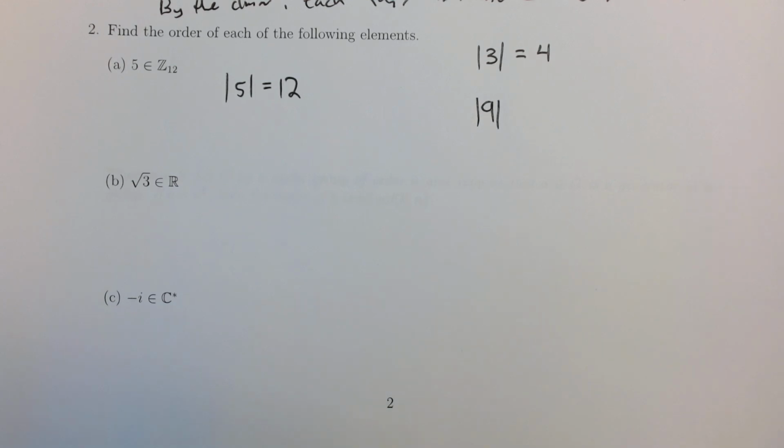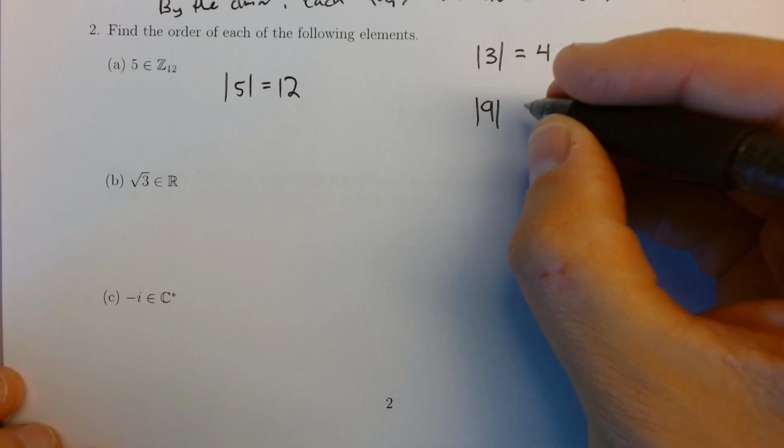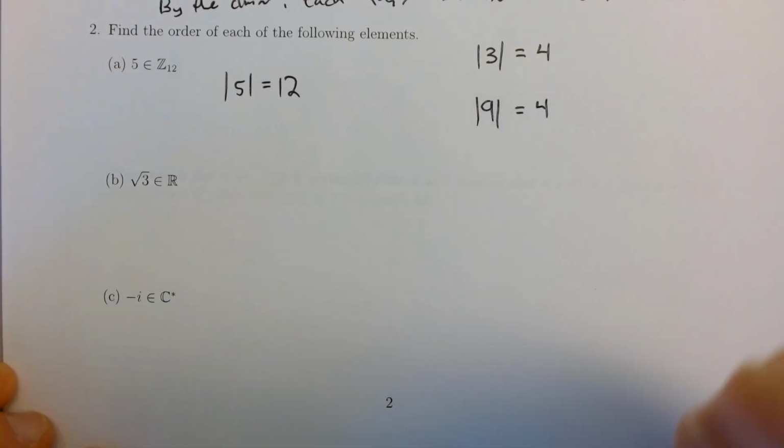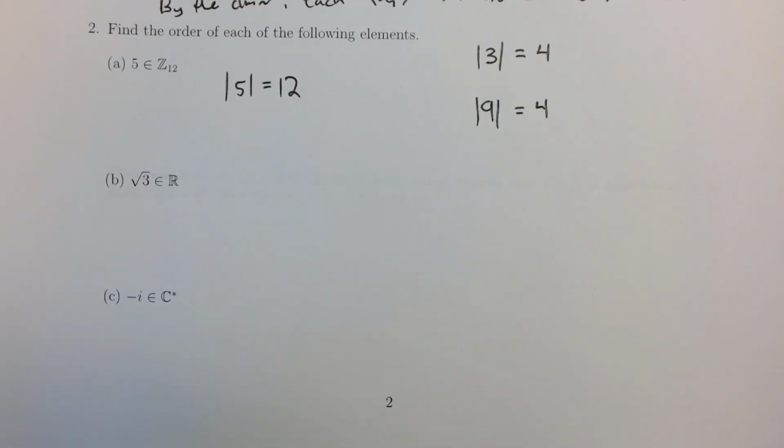Like the order of 9, if you do 9 plus 9, you would get 18, but mod 12, that's 6. Add 9 again, you get 15, mod 12 is 3, and then finally add 9 again, you get 12, which is 0. So you also have to do 4 copies. So they actually have the same order. So it's not dividing, it's dividing by something. I believe the GCD.